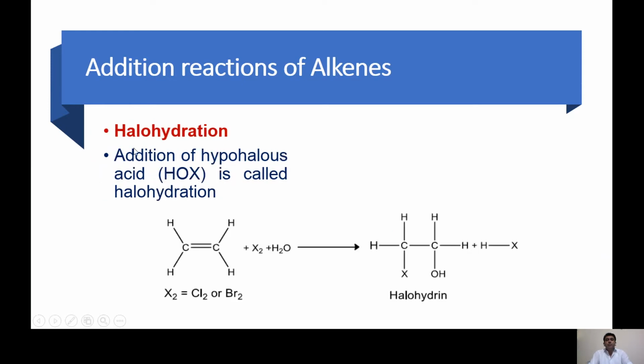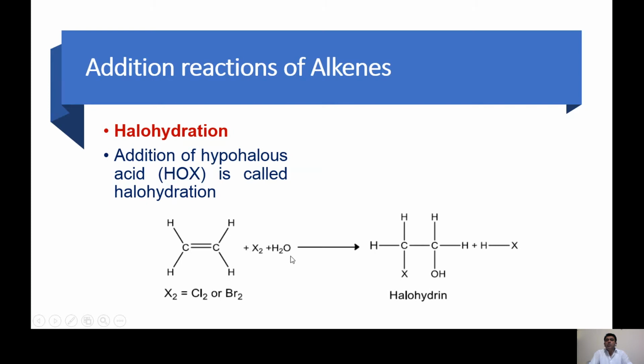Next, halohydration. Halohydration means addition of halogen as well as water. So addition of hypohalous acid, HOX. If we add the halogen in water, it converts into HOX. For example, this is chlorine. It will convert into HOCl, hypochlorous acid. So generally it is called hypohalous acid. That is called halohydration. So we have the alkene.